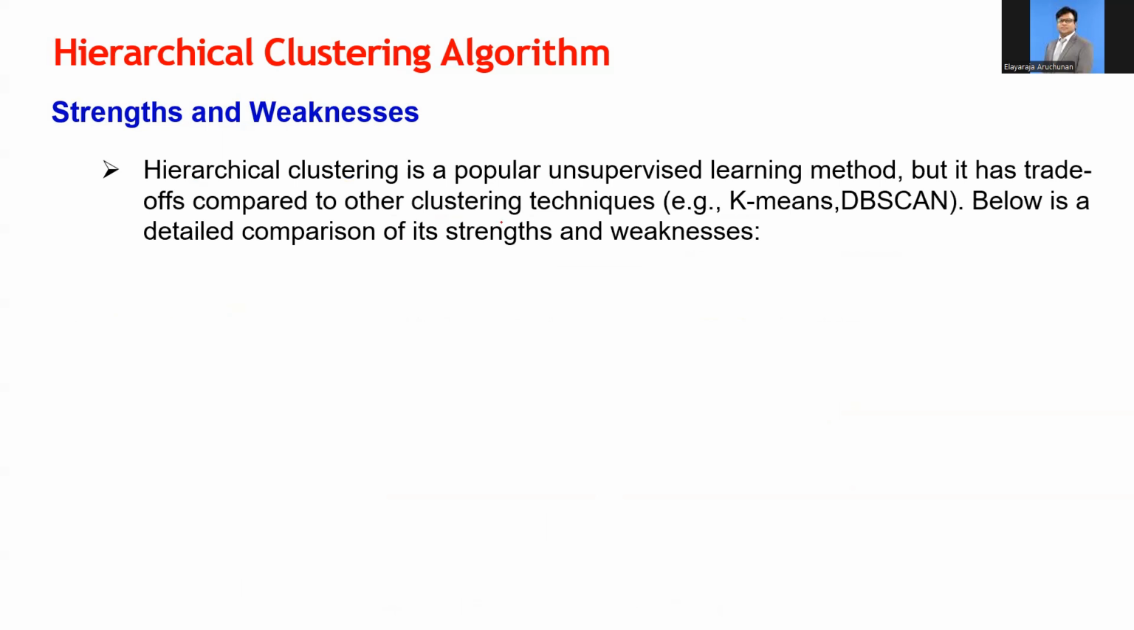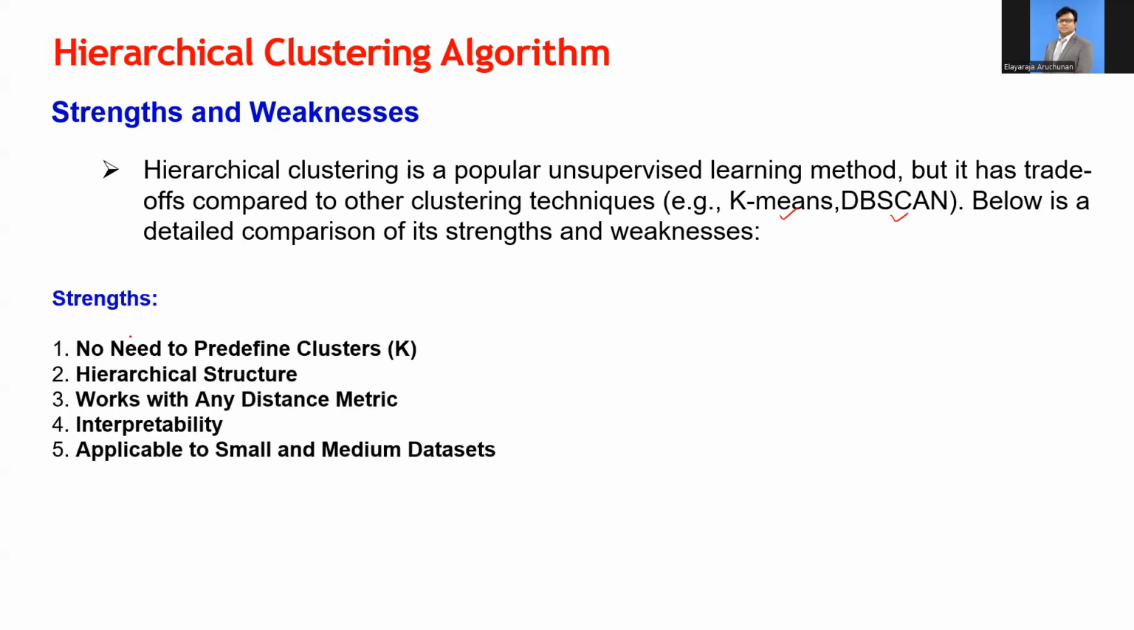Hierarchical clustering is a popular unsupervised learning method, but it has trade-offs compared to other clustering techniques, for example k-means and DBSCAN. Specifically, the strengths: there is no need for predefined clusters, unlike k-means. And we have the hierarchical structure, which is the best part of the algorithm.